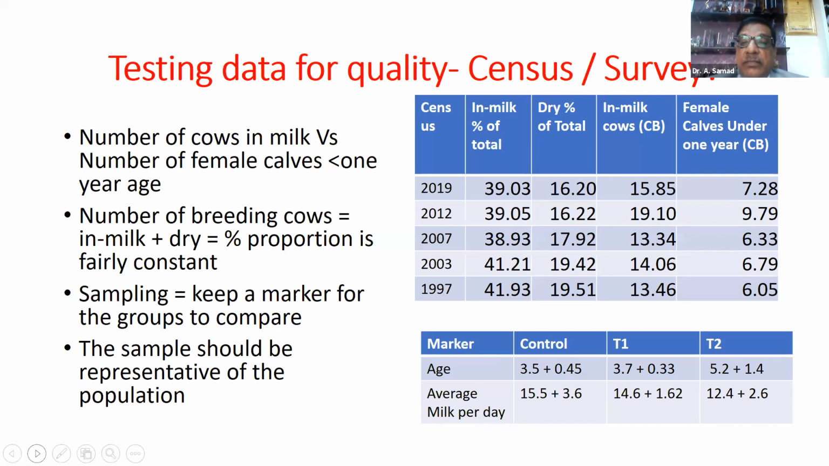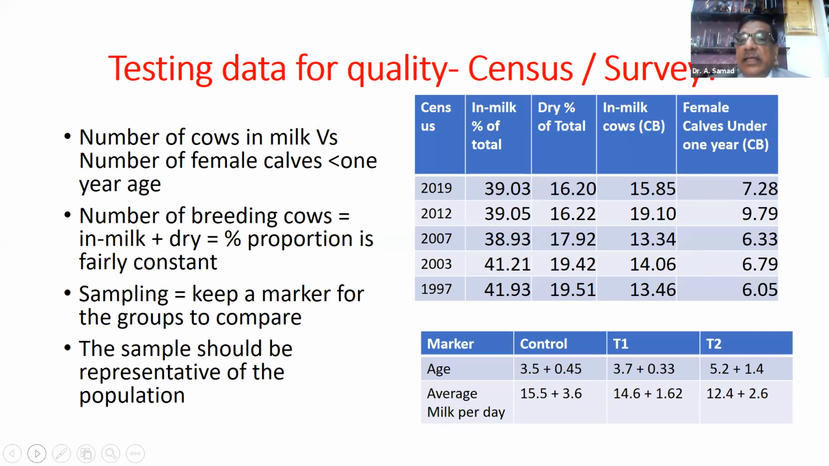So here I took two markers in one of the studies, where it was an observational, cross-sectional study, where sample data was collected. So I looked at age. I had three groups, let's say a control group, T1 group and T2 group, treatment 1 and treatment 2. If I see that the average of the age, plus minus standard error, is fairly constant, then I would say that the sample that is collected is representative.